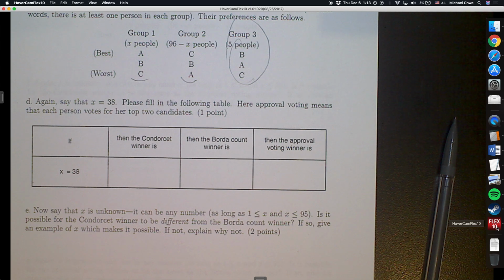How about A versus C? How many vote for A? 38 and 5, so that's 43. How many vote for C? 58, so C beats A. How about B versus C? 38 and 5, 43, versus 58. So C beats B. Does that make sense? Who's the Condorcet winner? C. Why? When X is 38, 58 is bigger than everyone else, so this is just the majority, and C is the Condorcet winner.